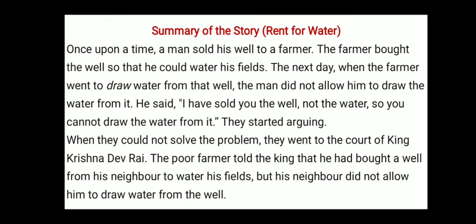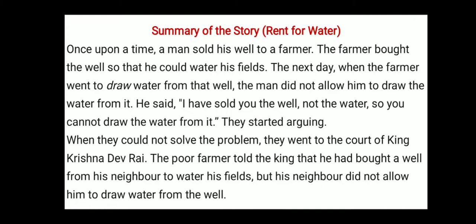Once upon a time, a man sold his well to a farmer. The farmer bought the well so that he could water his fields. The next day, when the farmer went to draw water from that well, the man did not allow him to draw the water from it. He said, "I have sold you the well, not the water, so you cannot draw the water from it." They started arguing. When they could not solve the problem, they went to the court of King Krishnadevarai.